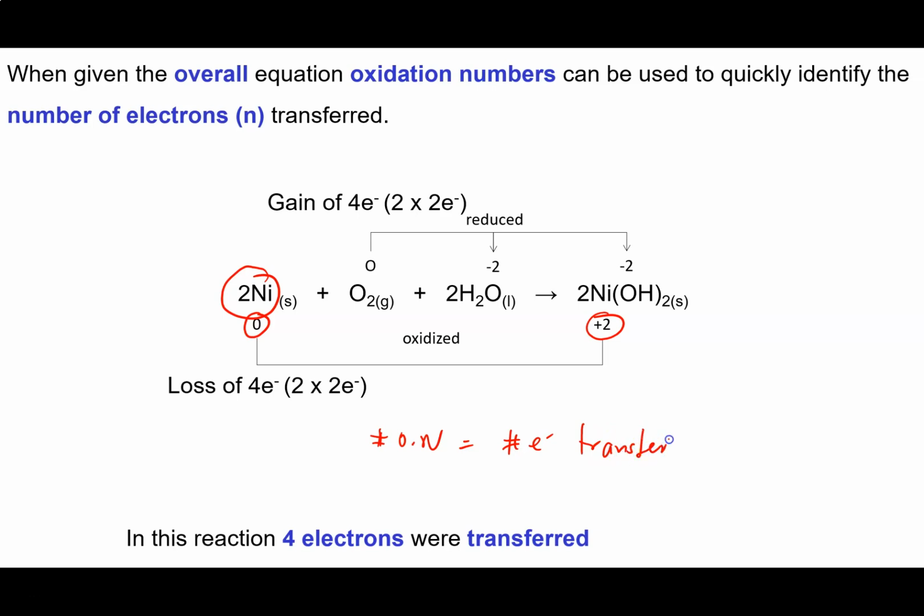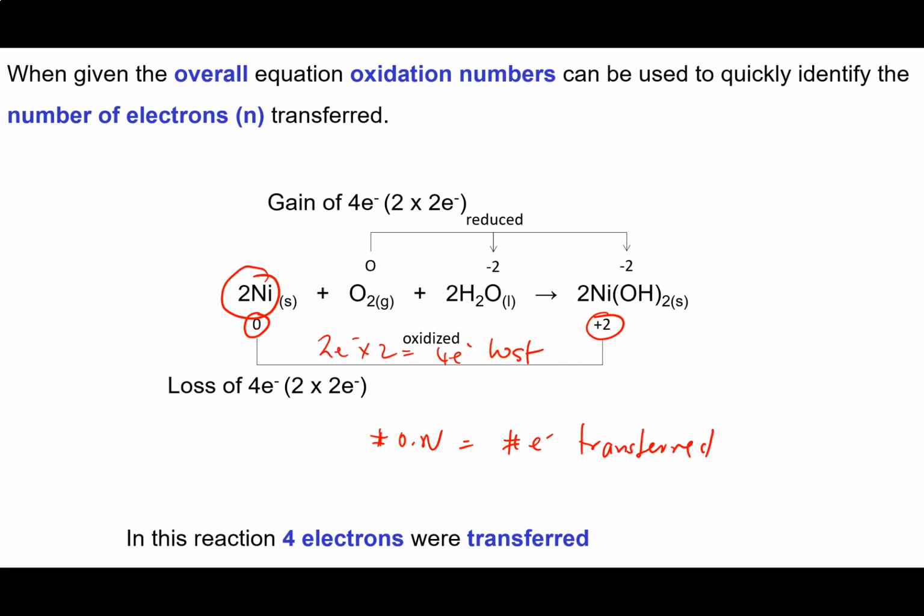But the only thing is we have to keep into account the number of atoms that are involved. Every nickel atom here is being oxidized by 2 electrons. But there are 2 nickel atoms. So what that really means is that there are 4 electrons being transferred here. Because this is an oxidation, it is 4 electrons that are being lost.